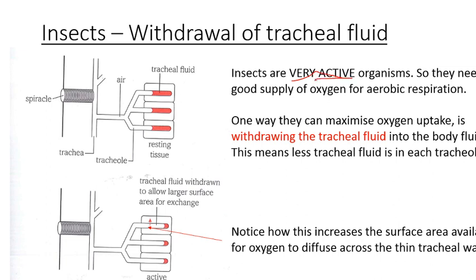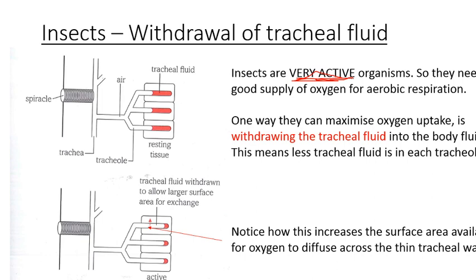One of the things we have to consider when we talk about why organisms have, I'm sorry that I've just scribbled very active out instead of underlining it. One of the things we have to talk about was why do we need a ventilation system? Why did organisms need a gas exchange system? Size, surface area to volume ratio, but also level of activity. Insects are very, very active organisms.